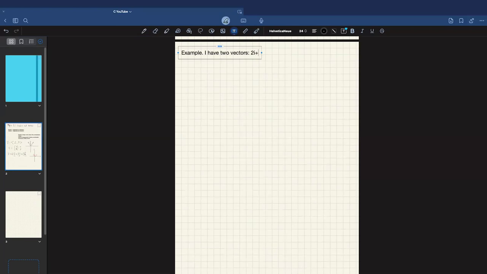So let's say that I have 2i hats plus 5j hats, and my second vector, let's say, is -7i hats, and let's put 7j hat there too. What I want to do is find the magnitude and direction of the resultant. And remember that resultant is just a fancy name for sum, right? It represents what happens when you add those two vectors together.